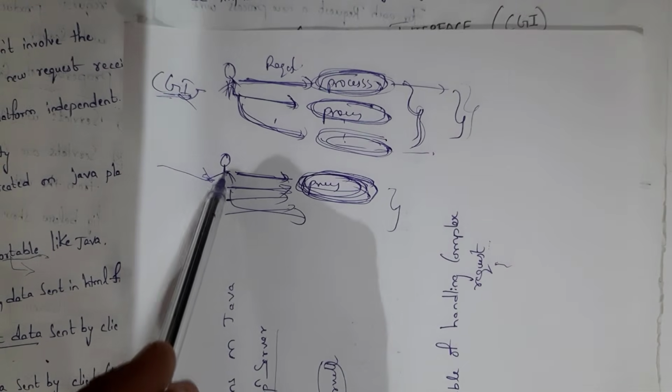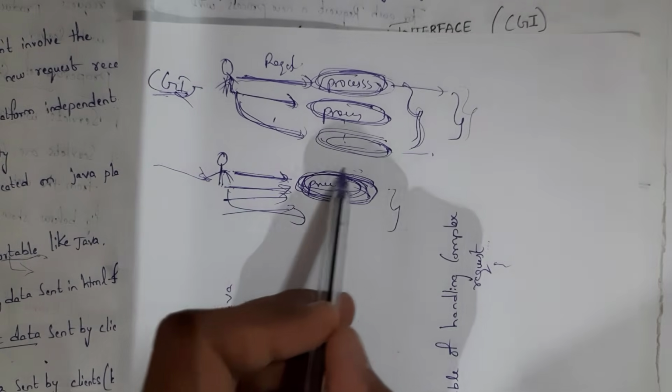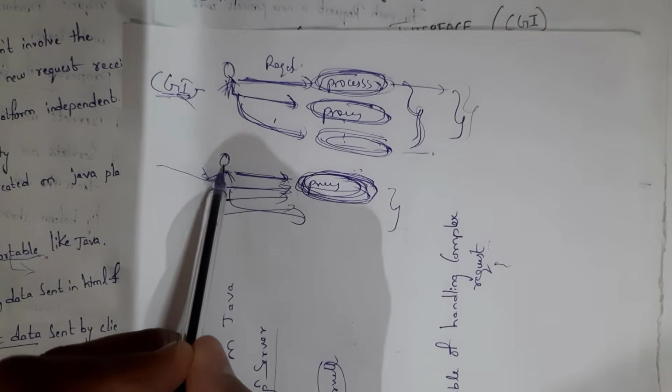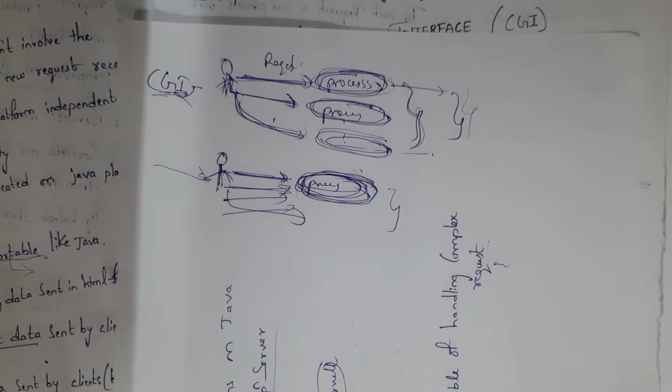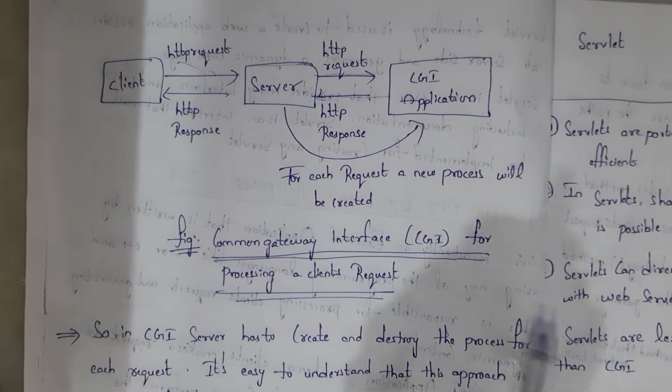Whereas in servlet, even if you send multiple requests, only one process is enough to handle all the requests. So servlet is faster when compared to CGI. This is the only difference between CGI and servlet. This is the architecture of CGI.